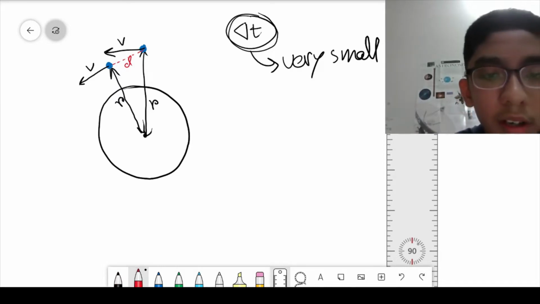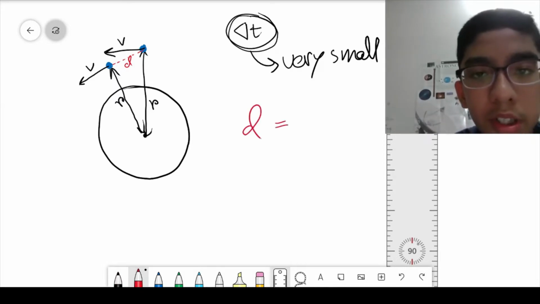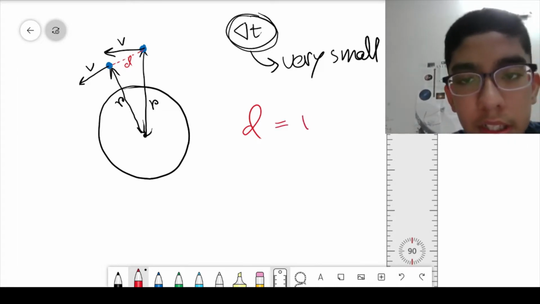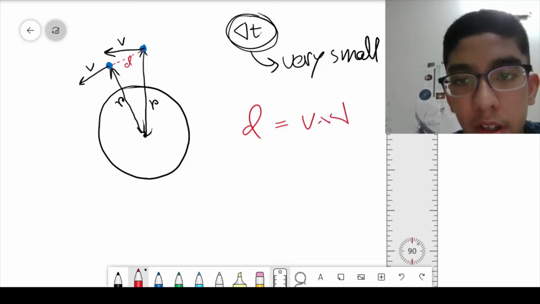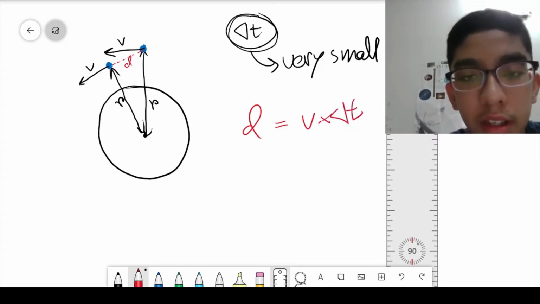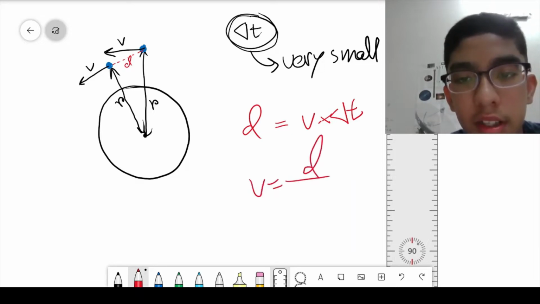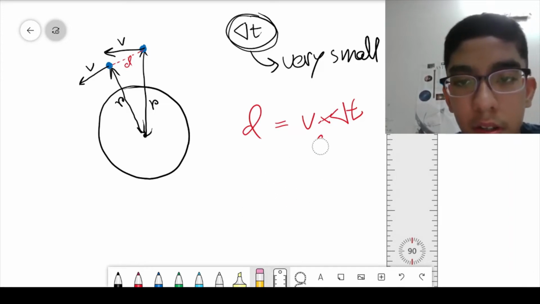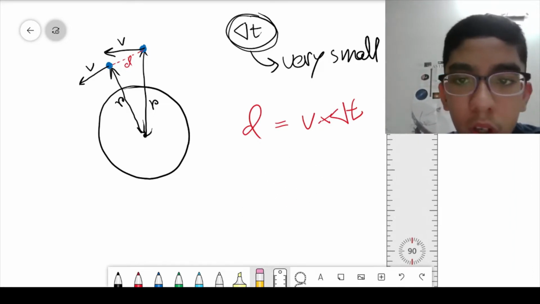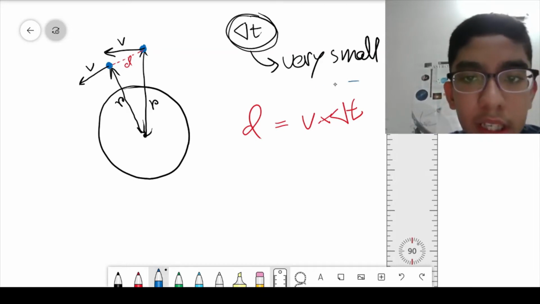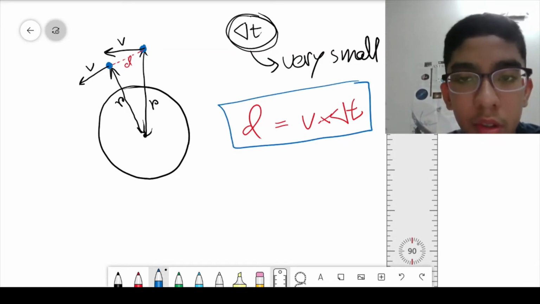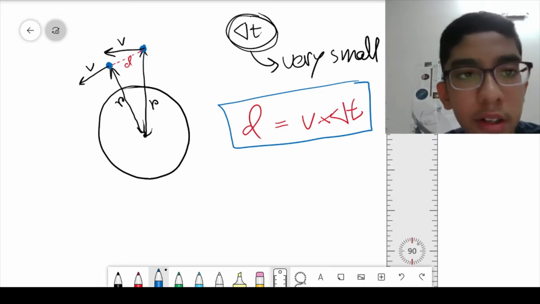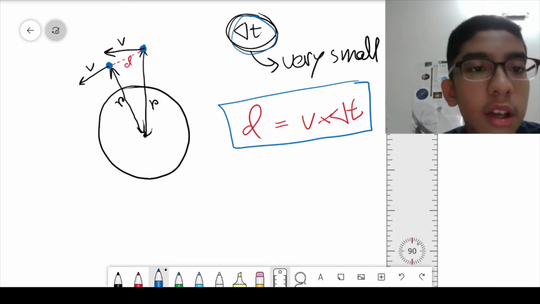So we know that the distance traveled by an object is the velocity at which it travels times the time it takes. This comes from the definition of velocity, which is the distance traveled in a certain time. So we know that this d is equal to the velocity times delta t, the time it takes.